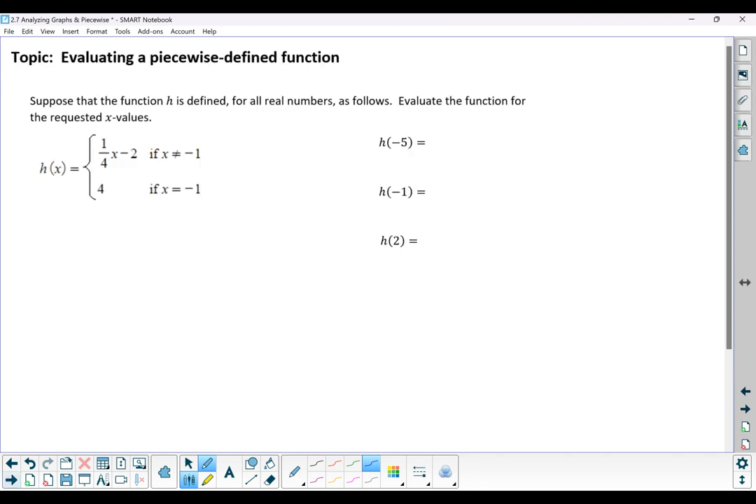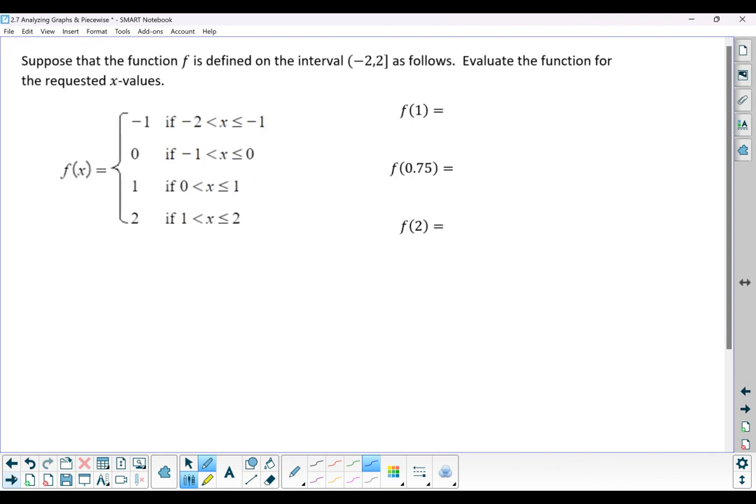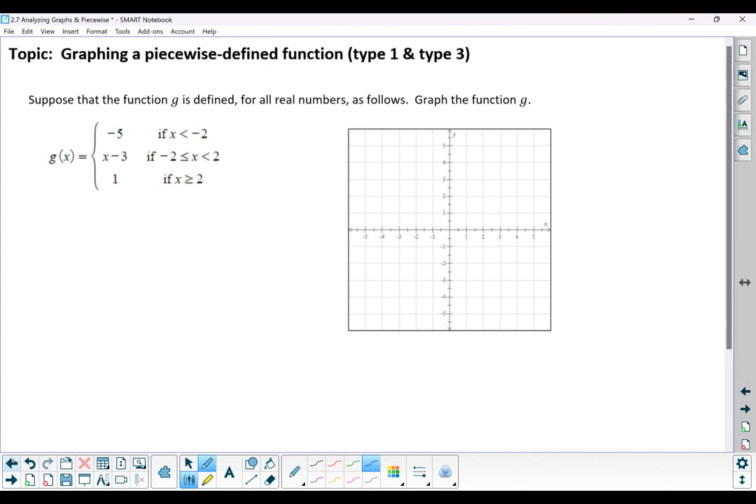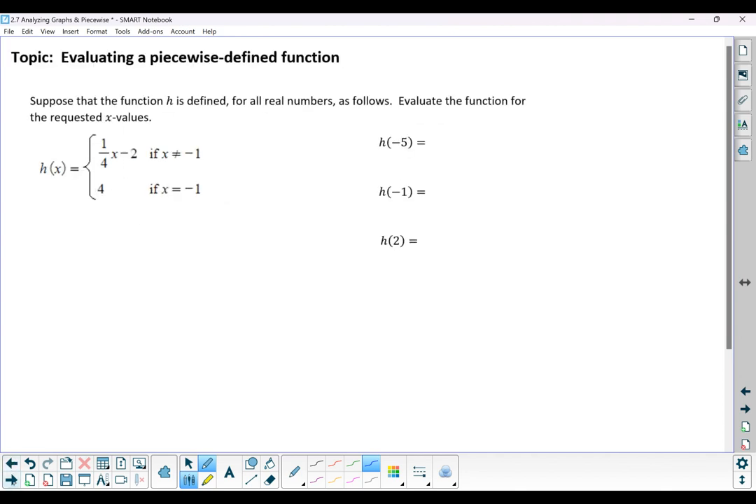Okay, the last two topics, it's actually three topics in ALEKS, but the last three topics have to do with piecewise functions. Piecewise functions are functions that do different things on different parts of the domain of the function. So they have these vertical pieces. You'll always see a brace, and then you'll have more than one equation listed. On this one, I have 1/4 x minus 2, and I also have the equation 4. And next to each equation, it will tell you for which x values that applies.